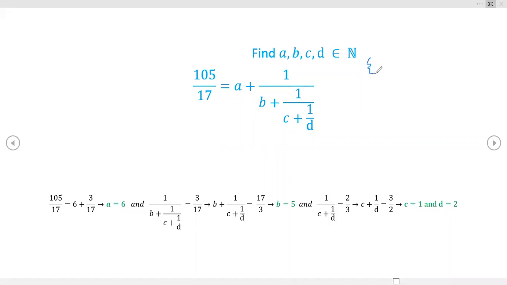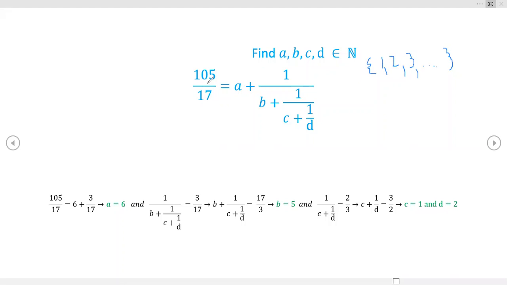The natural numbers are the set 1, 2, 3. I'll put an ellipsis here to connote ad infinitum. Okay, so just the counting numbers, 1, 2, 3, 4, 5, and so on. Now, we're given this expression.